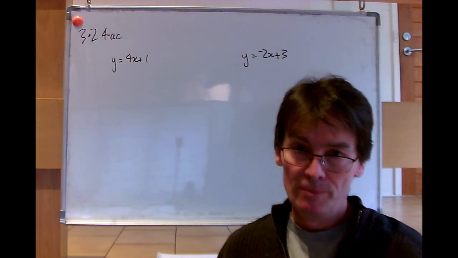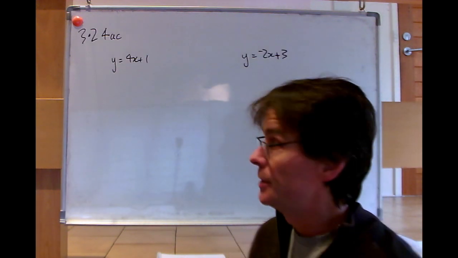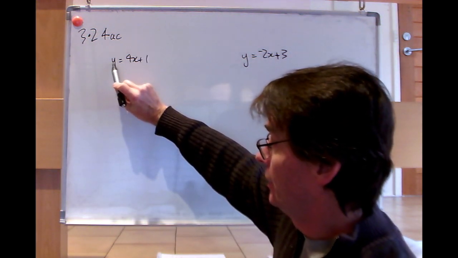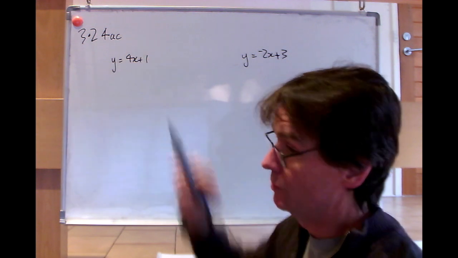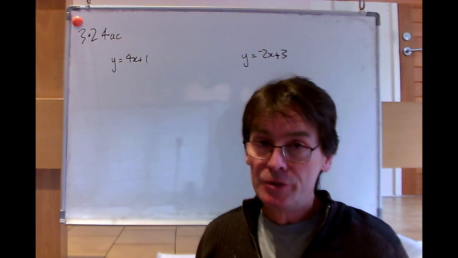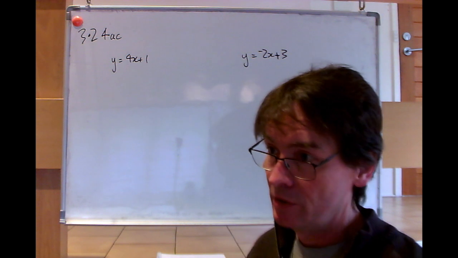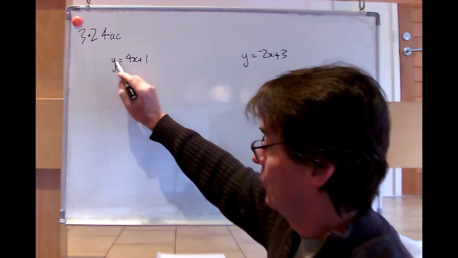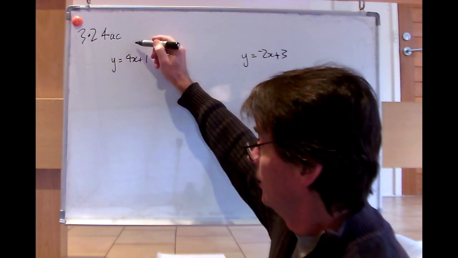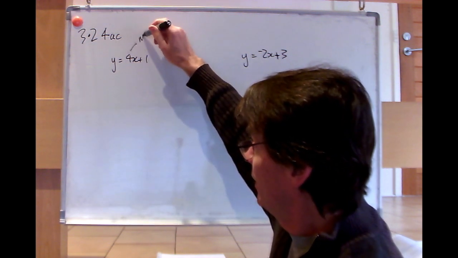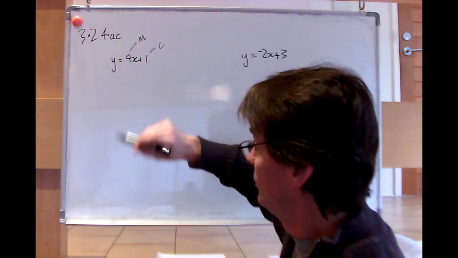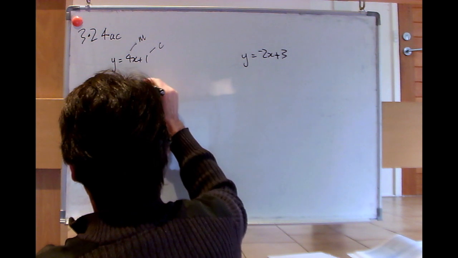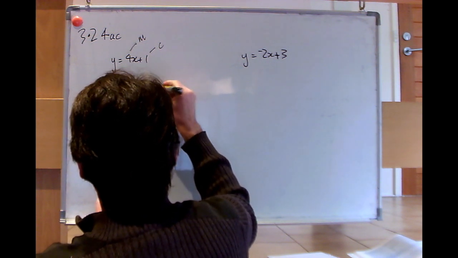3.2 question 4, and we're sketching using gradient intercept method. So the first thing you have to always check is that you've got one single y equals. If you don't have that, it's not in gradient intercept form, and you've got to do some rearranging. So this one is y equals, and so we know that that's the m value and that is the c value. Y intercept is the point 0, 1.